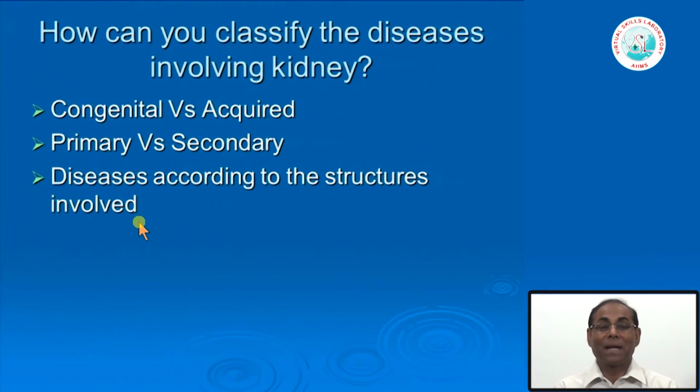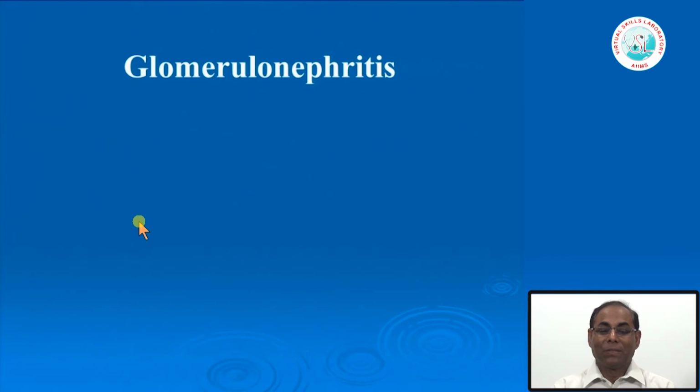Now, we can again try to classify these diseases according to the structures which are involved. From a pathological point of view, we know the types of cells in the glomerulus and the components of a glomerulus, like the glomerular basement membrane, the matrix material, and other molecules which maintain the slit pore. It will be easy for us to classify or understand the disease if we understand the structural components of a glomerulus. So the big chunk of disease which comes under this is glomerulonephritis.